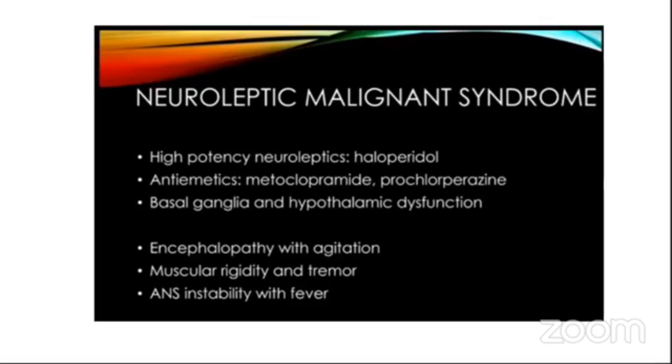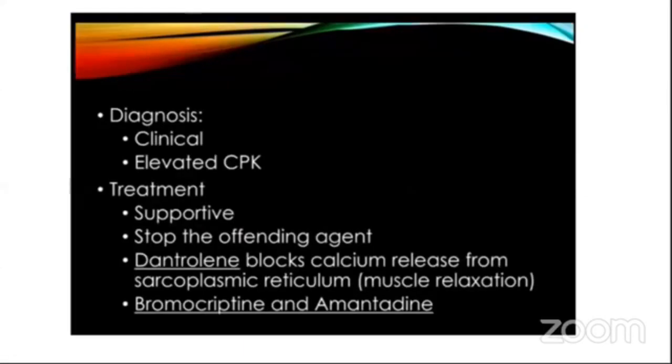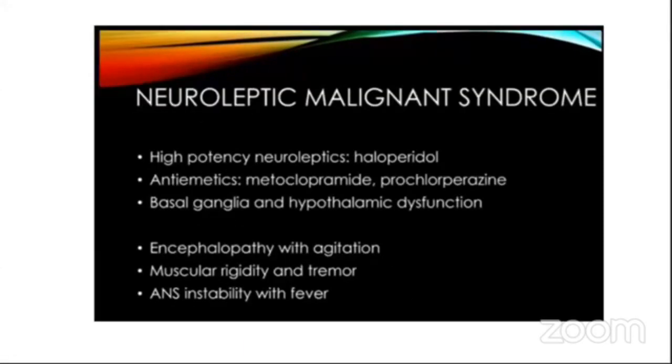Neuroleptic malignant syndrome and serotonin syndrome are very important. Sometimes patients present with some features of encephalopathy with agitation, muscular rigidity, tremulousness, autonomic nervous system instability causing fever, and these patients may give a history of taking haloperidol, metoclopramide, prochlorperazine, and this is called neuroleptic malignant syndrome. There is dysfunction of both basal ganglia and hypothalamus.